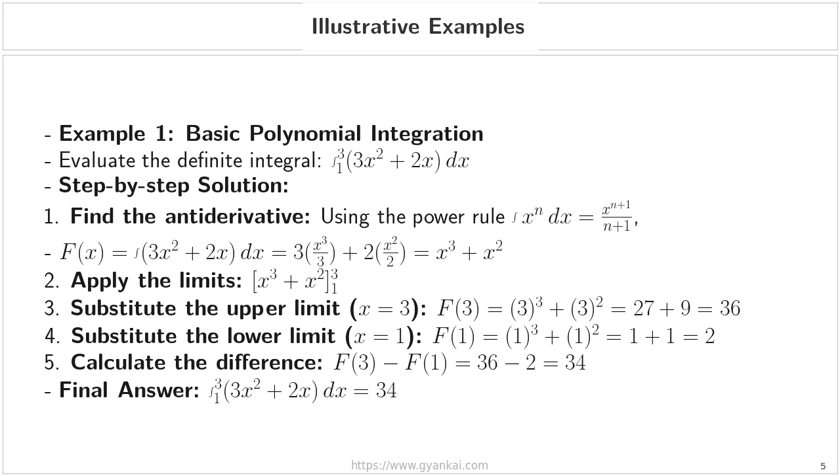Remember, as we discussed on the previous slides, the constant of integration is not needed here because it would cancel out when we subtract f of a from f of b. This example demonstrates the core process of using the second fundamental theorem of calculus to evaluate definite integrals. We'll see another example on the next slide, applying this theorem to a real-world scenario.